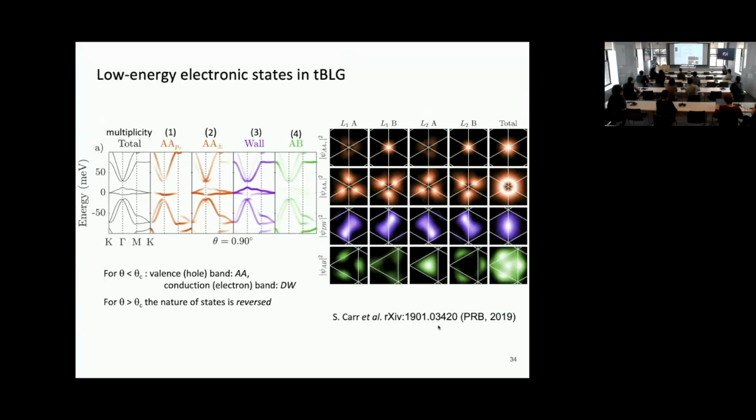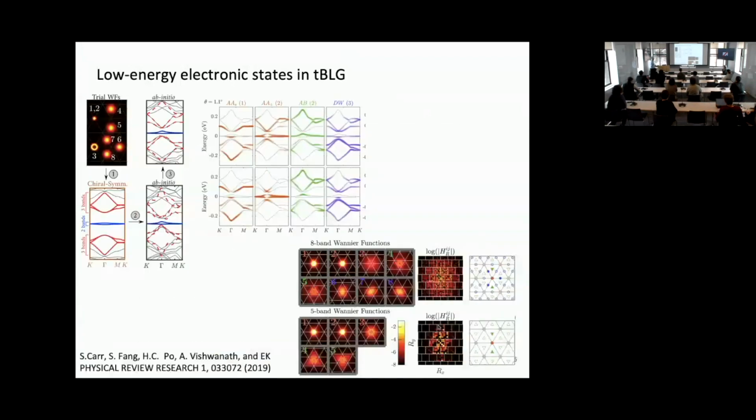So this is another version of this. We try to do an even more thorough investigation. So you start with trial wave functions, localized wave functions. You pass them through the model with chiral symmetry to impose the right symmetry.